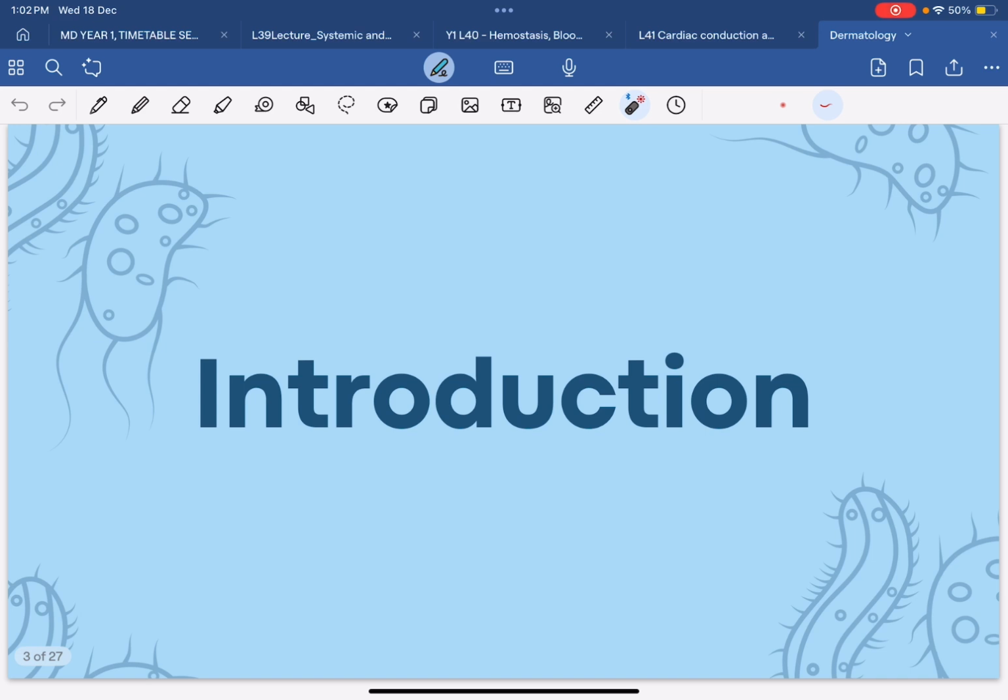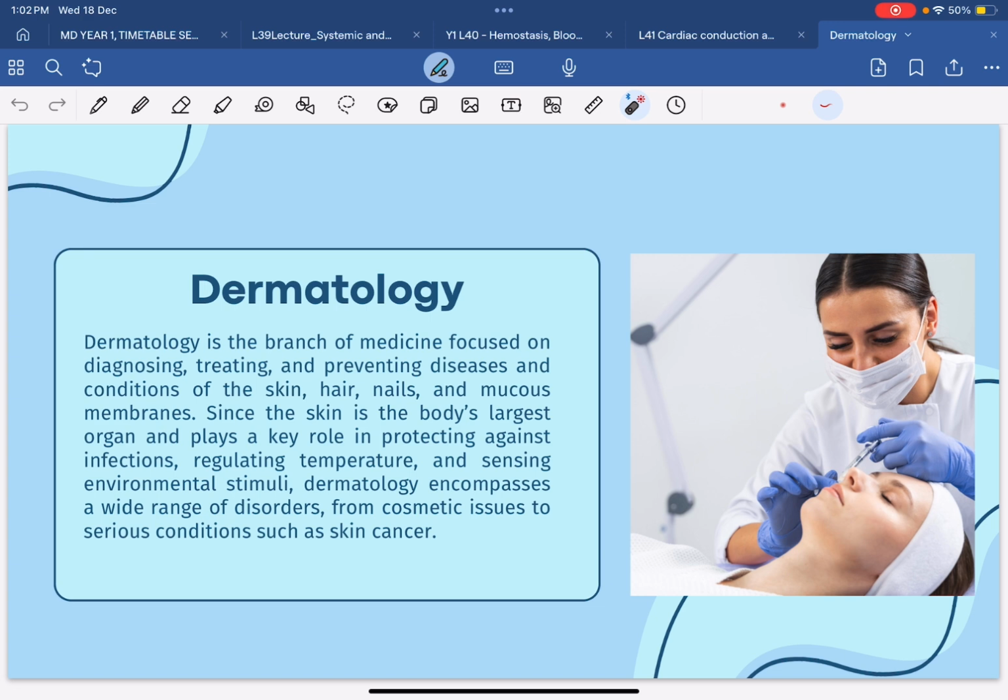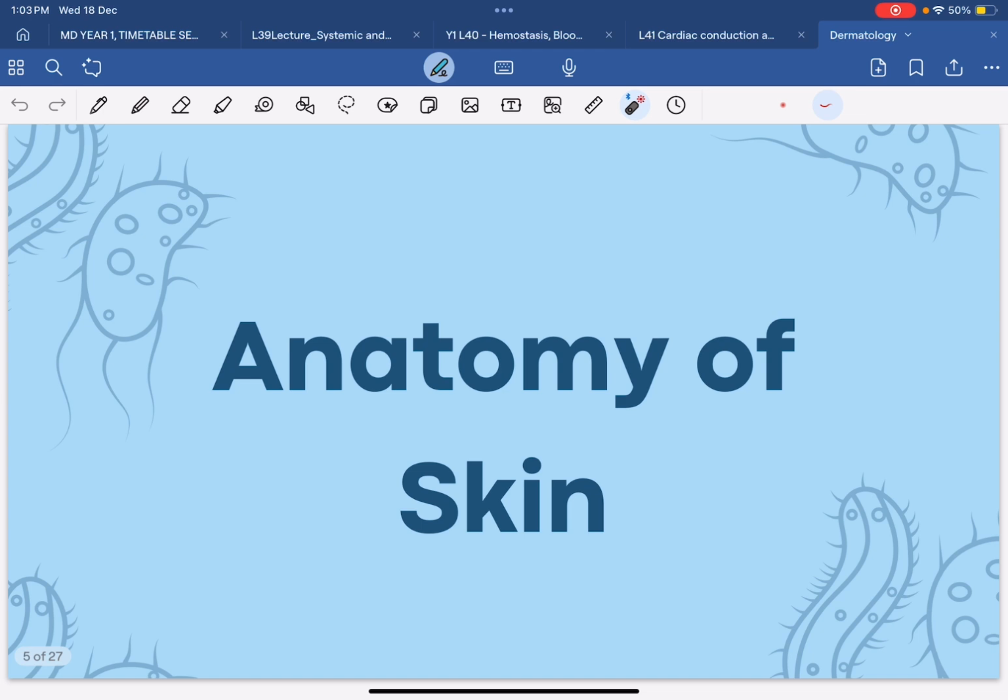Does anyone here know what a dermatologist is? You might have a lot of question marks, right? A dermatologist is basically a branch of medicine focused on diagnosing, treating and preventing diseases and conditions of the skin, hair, nails and mucous membrane. Since the skin is the body's largest organ and plays a key role in protecting against infection, regulating temperature and sensing environmental stimuli, dermatologists encompass a wide range of disorders, from cosmetic issues to serious conditions such as skin cancer. So this is the description of a dermatologist.